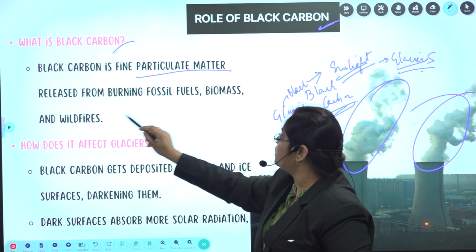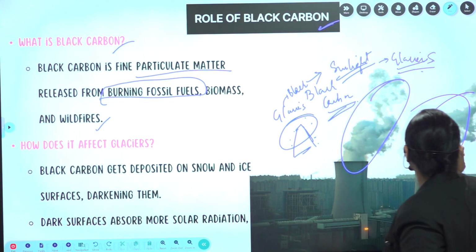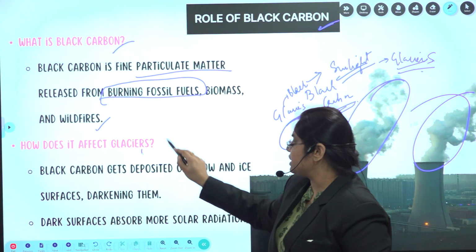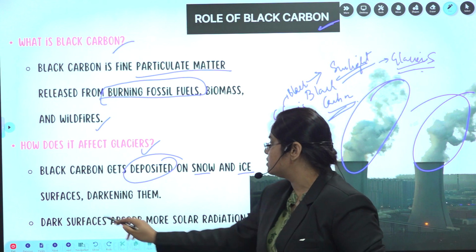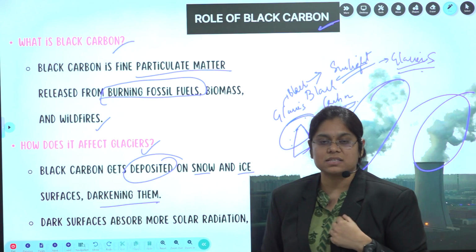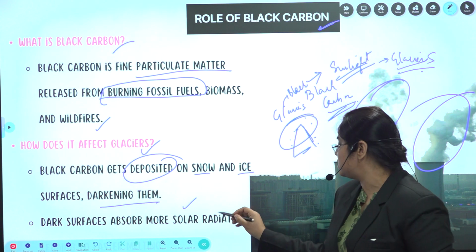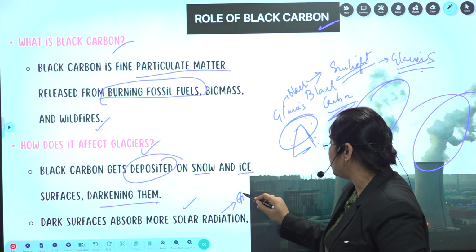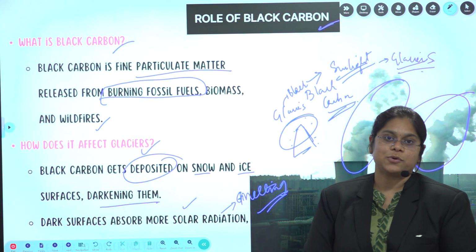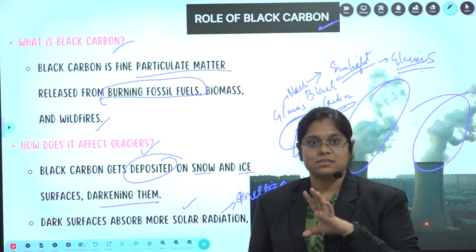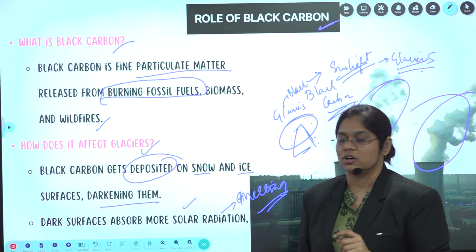So what is black carbon? Black carbon is particulate matter released from burning fossil fuels, biomass and wildfires. You can see here. Now how is this affecting the glaciers? This black carbon gets deposited on the snow and ice surfaces, darkening them. And what do the dark surfaces do? They absorb more solar radiation, and this solar radiation leads to melting of the glaciers. So as the exam is approaching, do not go into the sun. And if you are going into the sun, then wear light colored clothes.